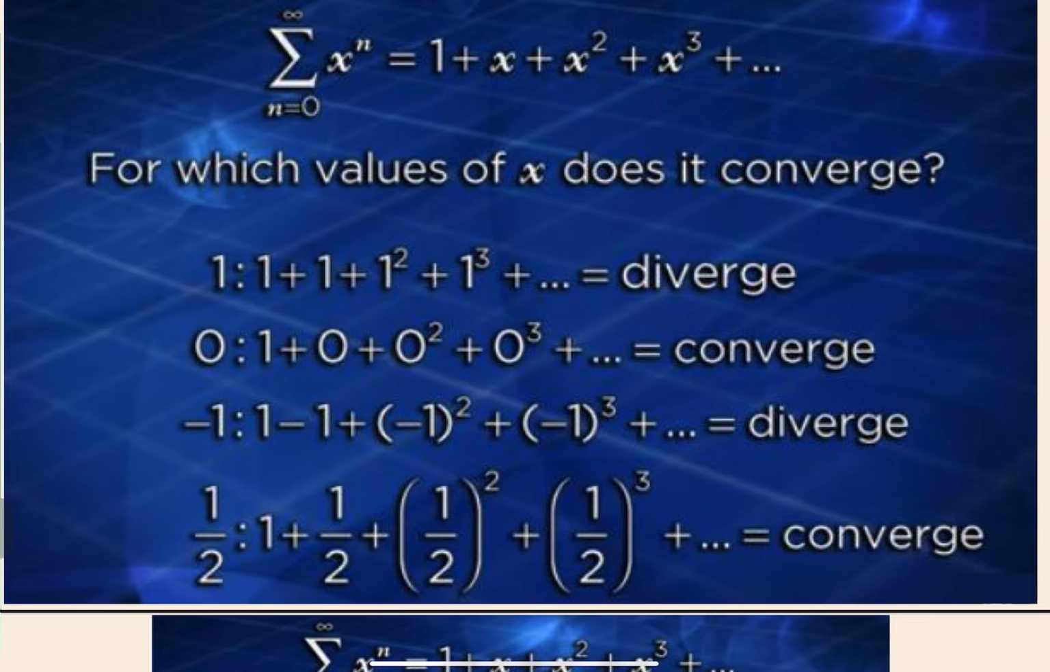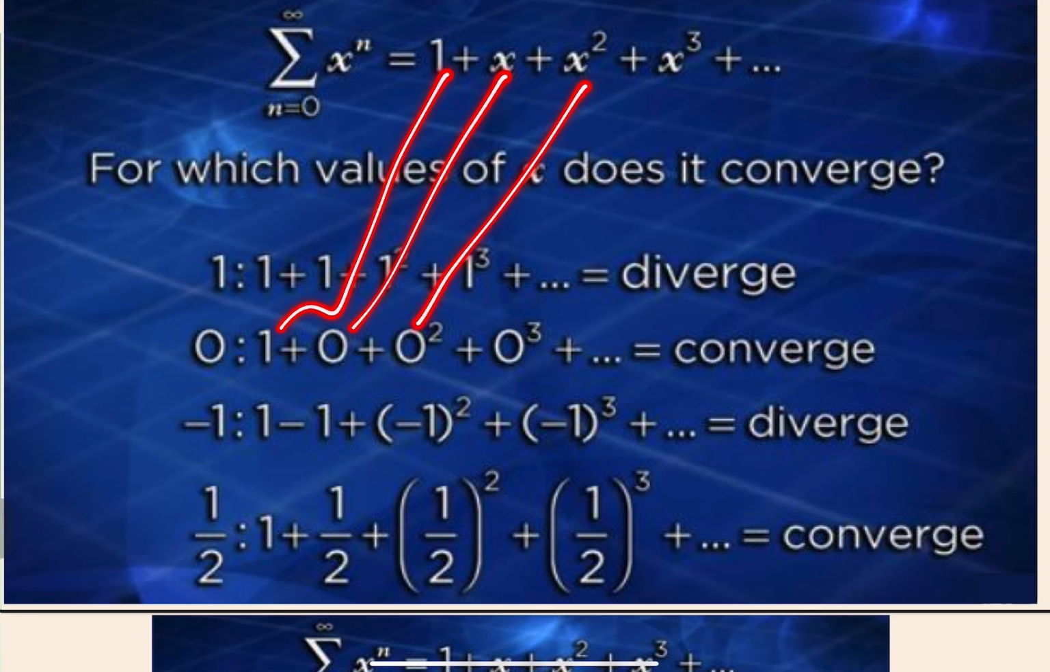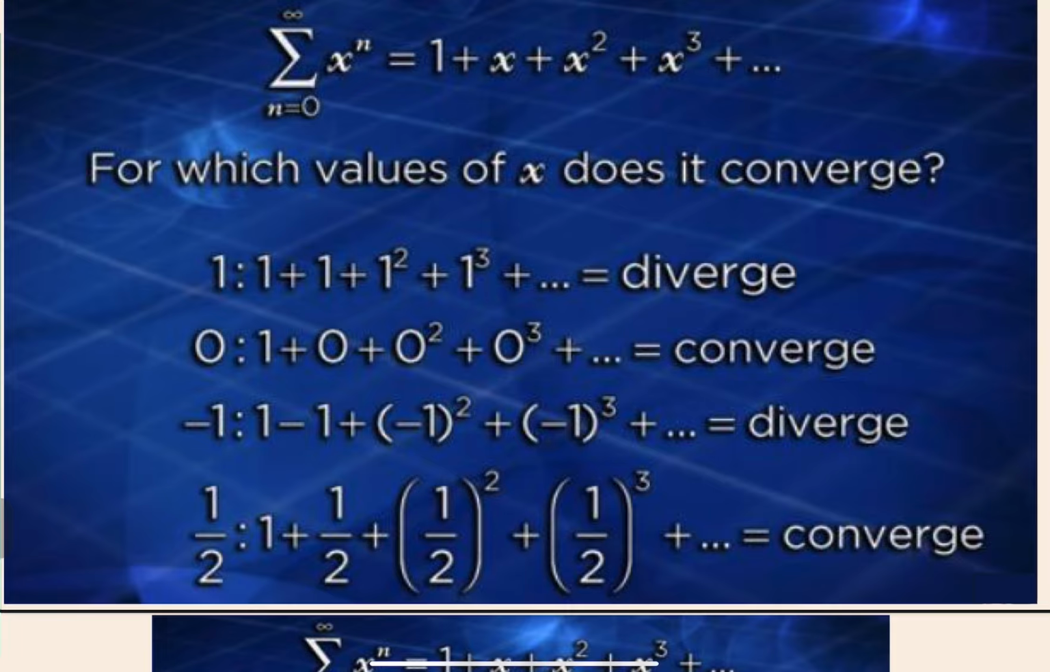How about when x is equal to 0? When x is 0, then we have 1, then 0, 0 squared is 0, 0 cubed is 0. So it will be reduced to 1 alone, 1 plus 0 plus 0 plus 0. So it's equal to 1, and therefore it converges. The sum is equal to 1. It converges to a finite number.